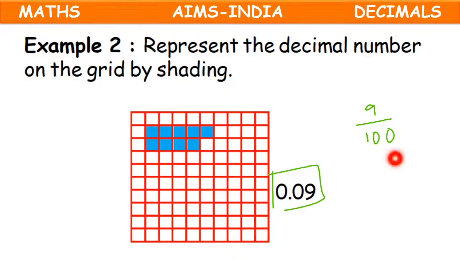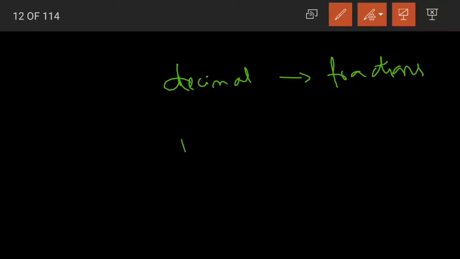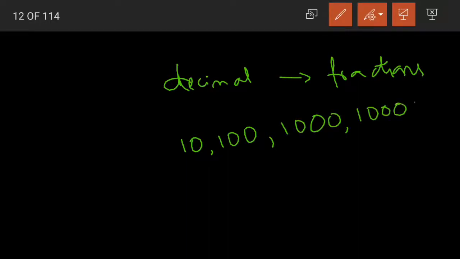So this is the simple basic conversion of fractions into decimal numbers and decimal numbers into fractions. And what is the rule here? The denominator should be 10, 100, 1000, 10,000, etc.